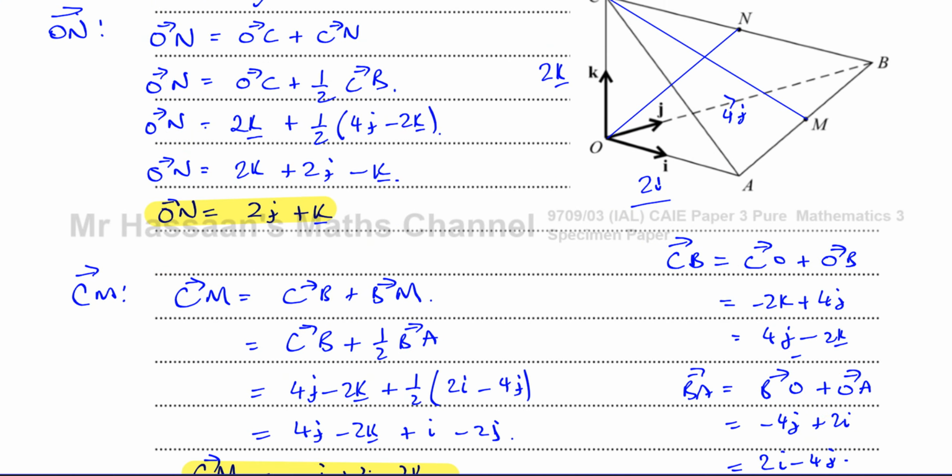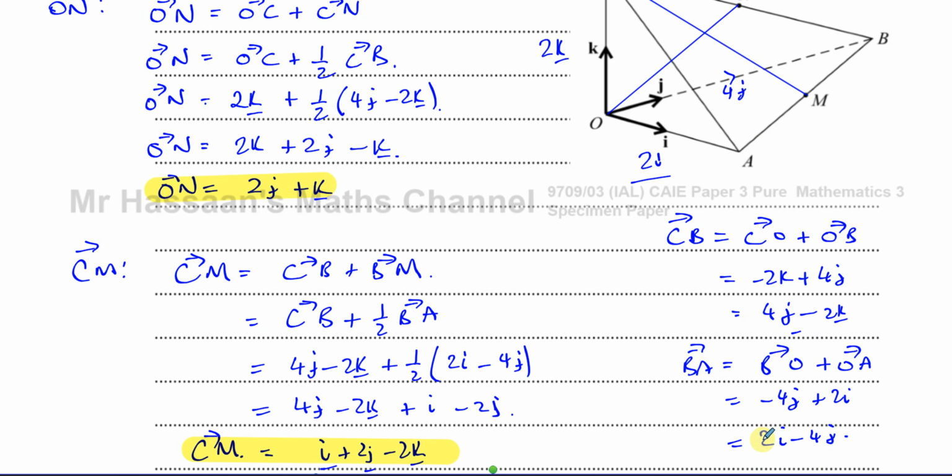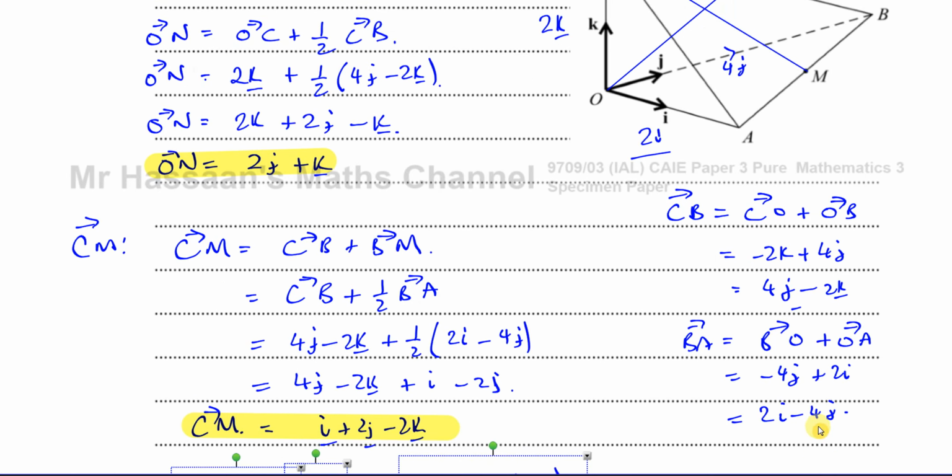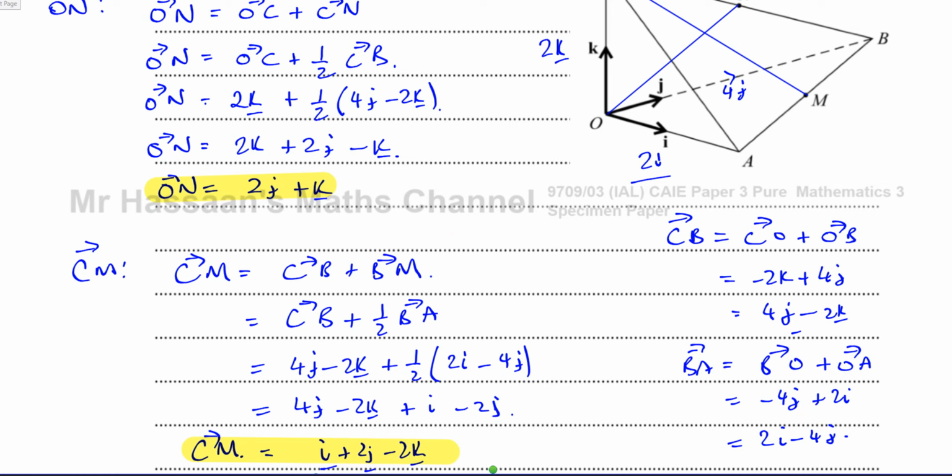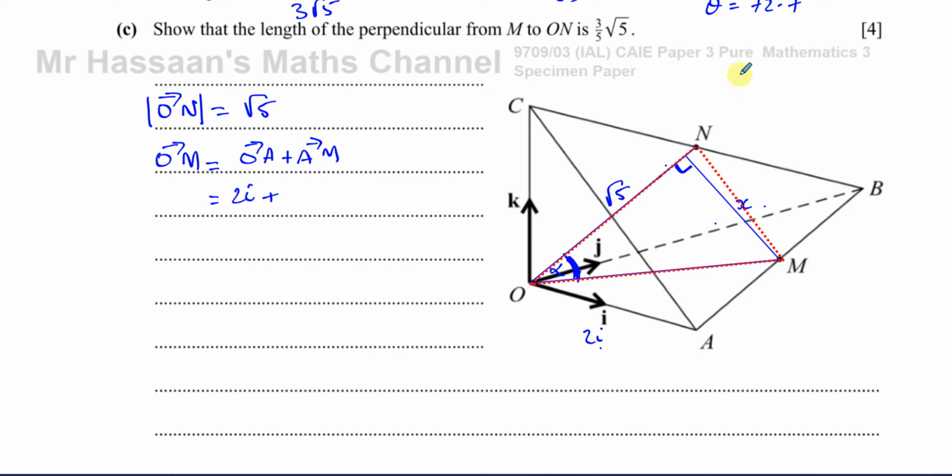We found B to A. So B to A is 2i minus 4j. So if I write that down, 2i minus 4j is BA. Now if I want to find A to M, that's half of B to A, or rather A to M is the opposite of it. A is going this way. So we can say that A to B is minus 2i plus 4j. So therefore A to M is a half of minus 2i plus 4j.